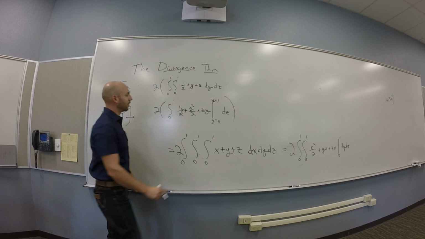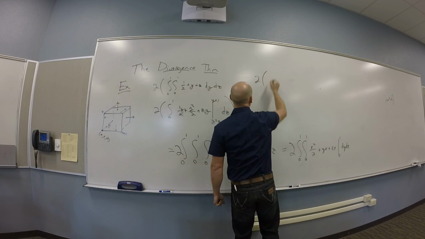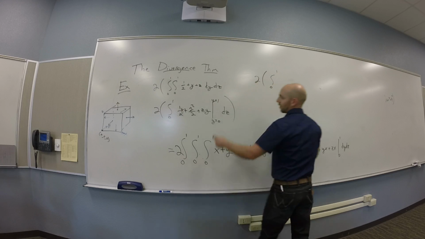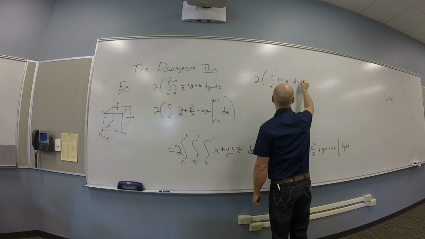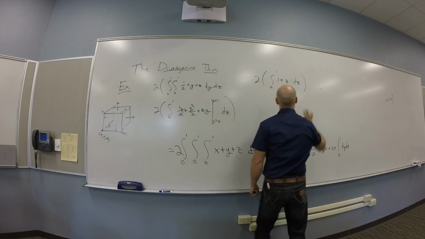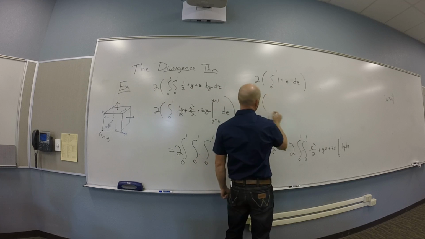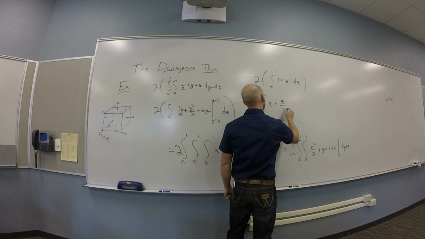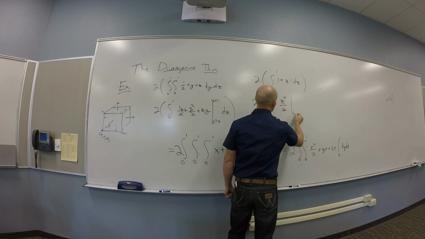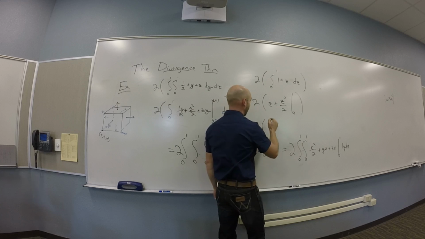Okay, so then I get another 1/2. 2 times the integral from 0 to 1 of 1 plus z dz. Can we just say it's 1.5? Yeah, we could just say it was 1.5. So I got 2 times 1.5 over 2, which ends up equaling 3.